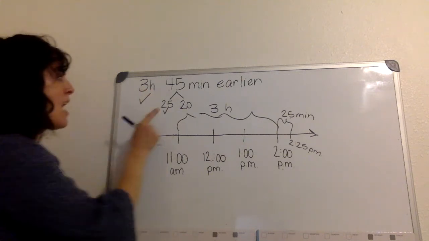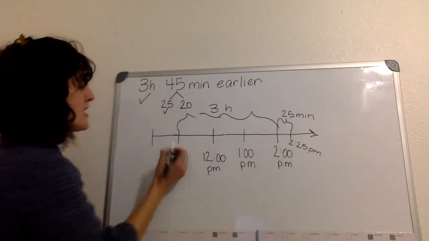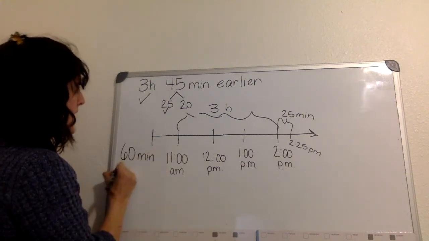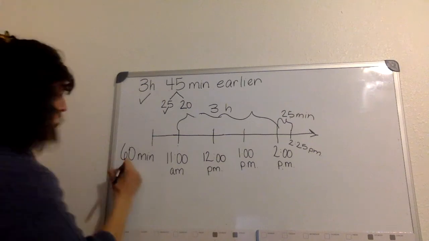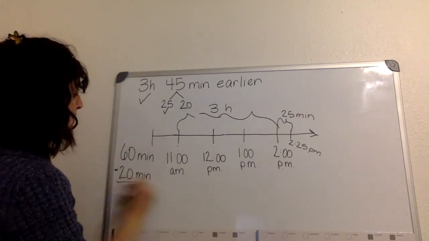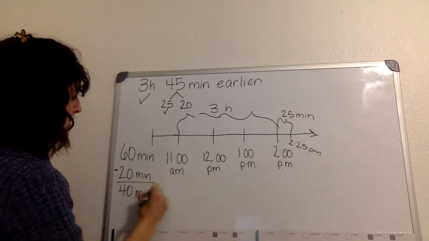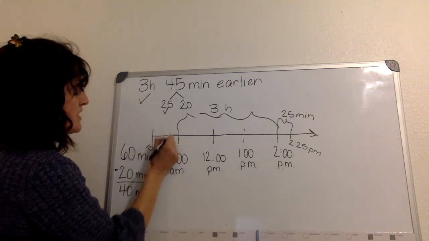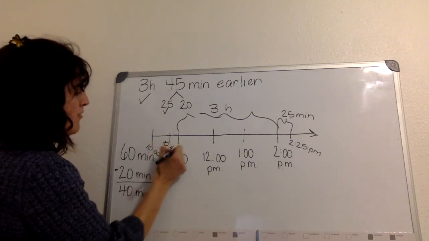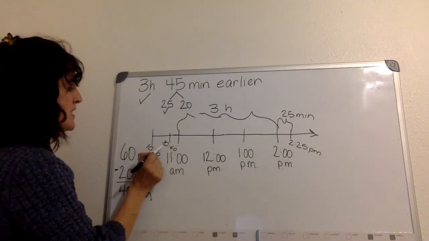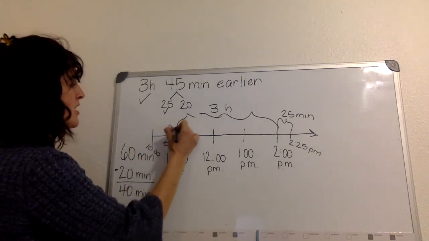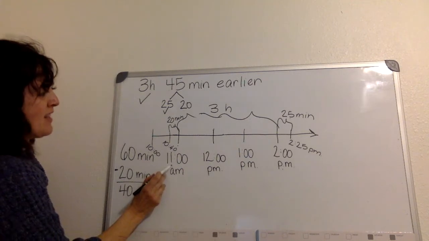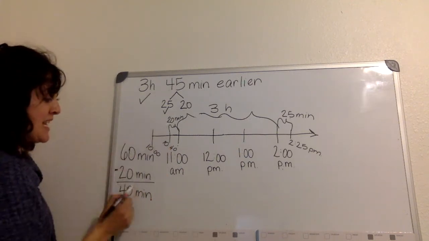We took care of my 3 hours. Now we can deal with my 20 minutes. So if we start at 11 a.m., which is on the 60-minute mark, and we go backwards 20 minutes, well, that brings us to 40. So since we're going to be before 11 o'clock a.m., this is going to be 10:40. I know that's hard to see. All right, so 10:40 plus 20 minutes is 11 o'clock a.m. 40 plus 20 is 60.